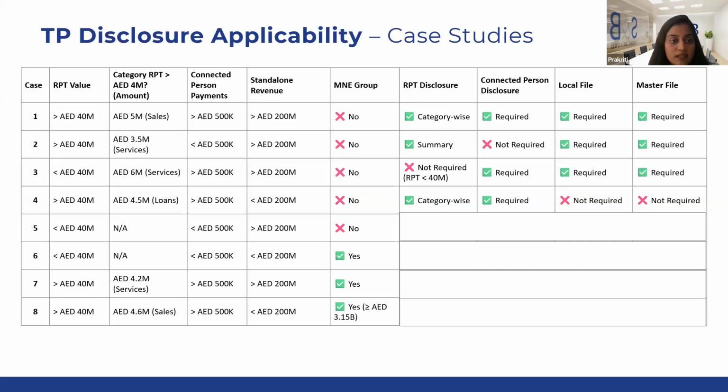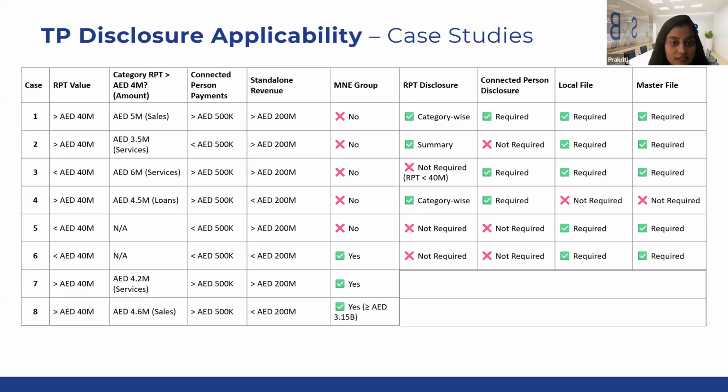All right. In the next case, which is case number 5, the RPT value is less. So irrespective of the category-wise transaction value, the RPT disclosure is not required here. Connected person threshold is again less, not required. The standalone revenue of the company or juridical person exceeds the 200 million requirement, although it is not forming part of a multinational group, so LF and MF will both be required.